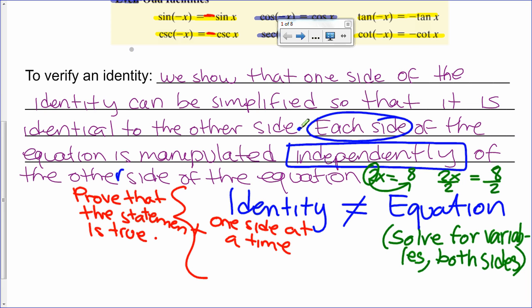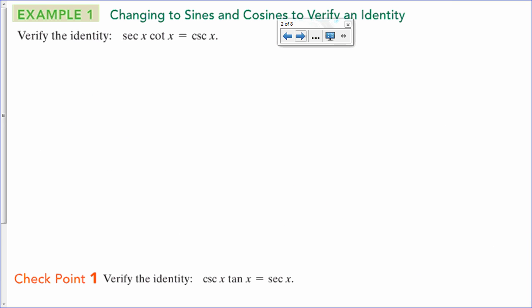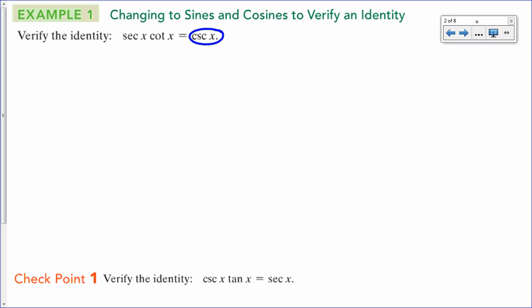So let's get to the example. Okay, so we have the first one there. Verify the identity. Secant of x times cotangent of x is equal to cosecant. Okay, and so we are going to call them left side and right side. One of the strategies is that you go from the side that looks more complicated and you make it look like the side that looks less complicated. Okay, so if you have to pick a side, like which is more complicated, which one would you pick? The left side, right?